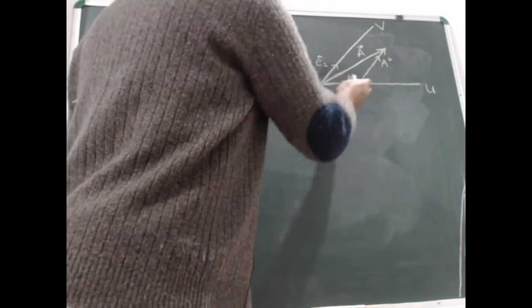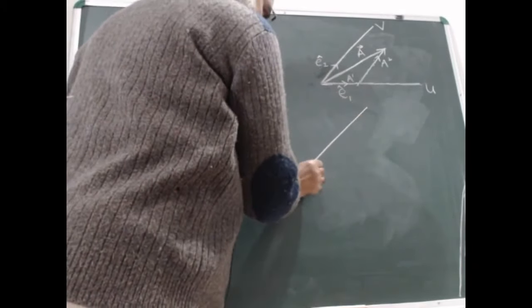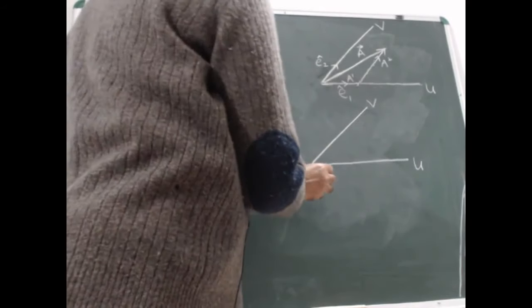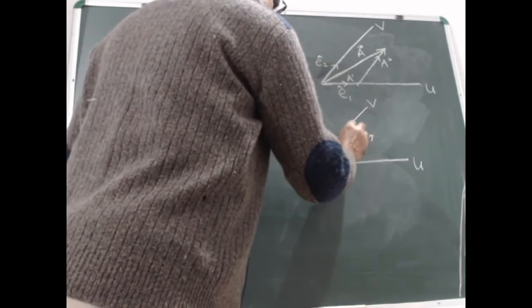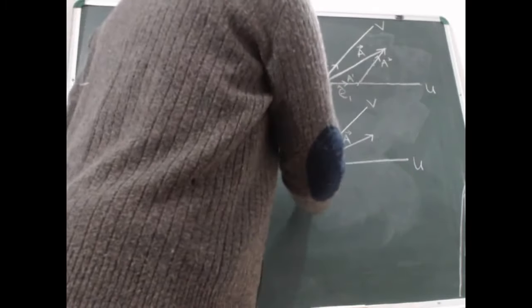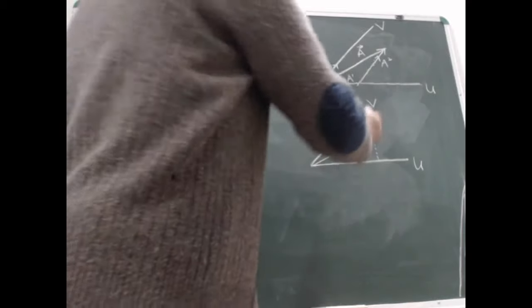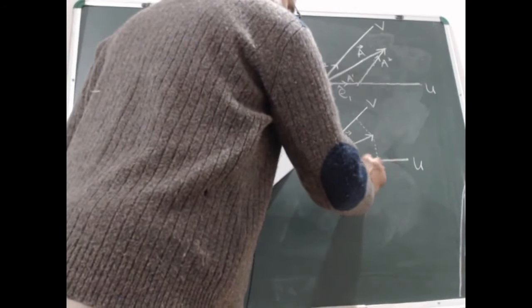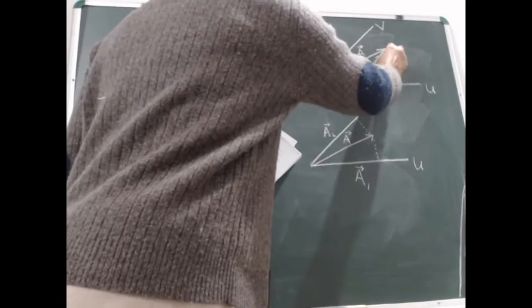We can also consider the unit vectors which are perpendicular to the axes, U, V, and this is vector A. It's perpendicular on the U axis. This is the component of A which is perpendicular to the U axis, and this is the component of A perpendicular to the V axis. Let it be denoted as A1 and this as A2. Here this was A1, this was A2.